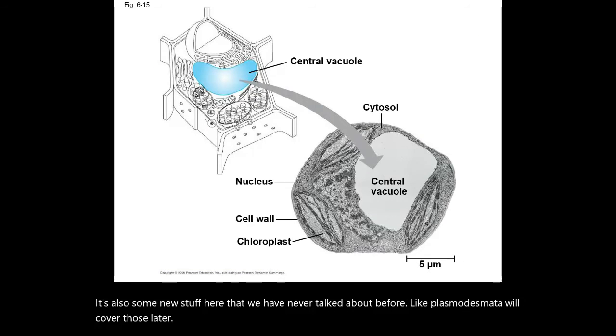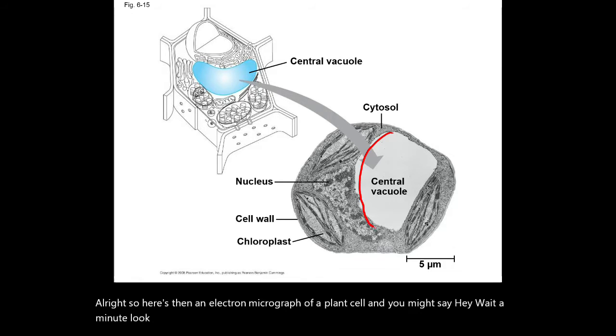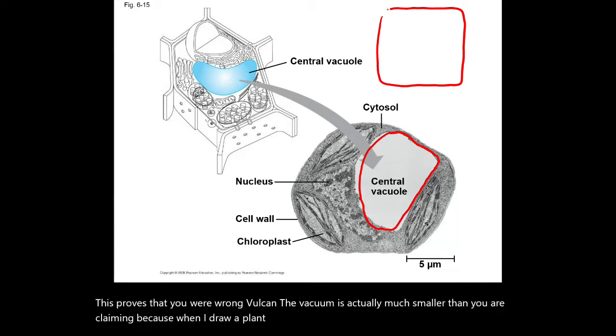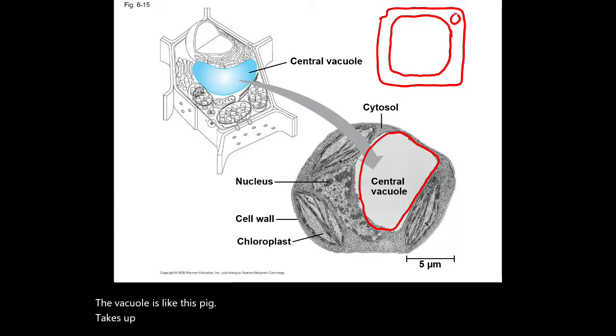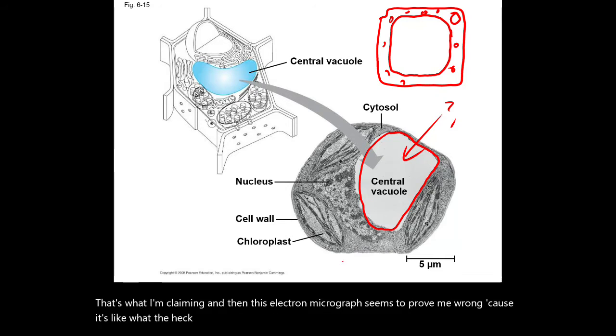All right, so here's an electron micrograph of a plant cell, and you might say, hey, wait a minute, look, the vacuole really isn't that big. This proves that you were wrong, Volk, and the vacuole is actually much smaller than you were claiming, because when I draw a plant cell, I always do this. The vacuole is like this big. It takes up most of the space in here, like the nucleus is here and all the parts. That's what I'm claiming, and then this electron micrograph seems to prove me wrong, because this vacuole is much smaller than Volk's claiming.